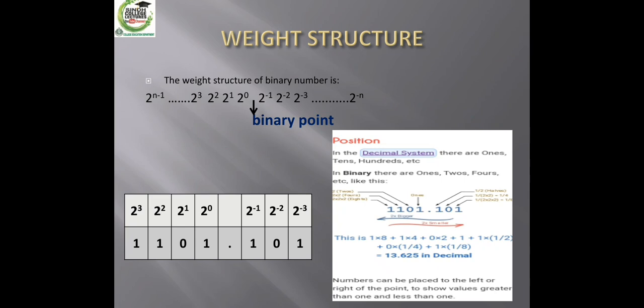In this number, before the decimal point, the rightmost digit is multiplied with 1s, the second with 2s, then 4s, then 8s. The fractional part, that is right after the point, has negative weights. They decrease from left to right, beginning with 2 power minus 1 equal to 0.5, then 2 power minus 2 equal to 0.25, then 2 power minus 3 equal to 0.125.